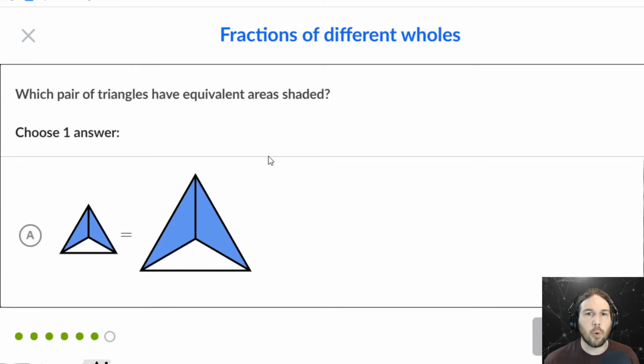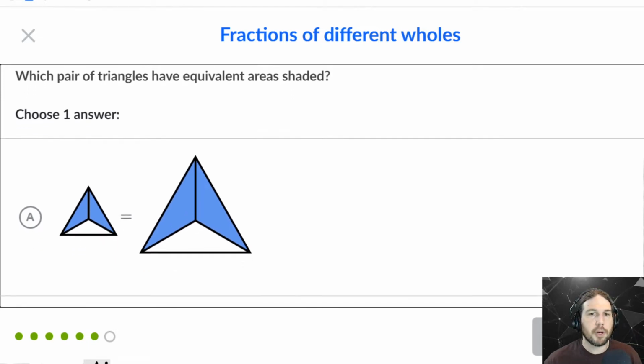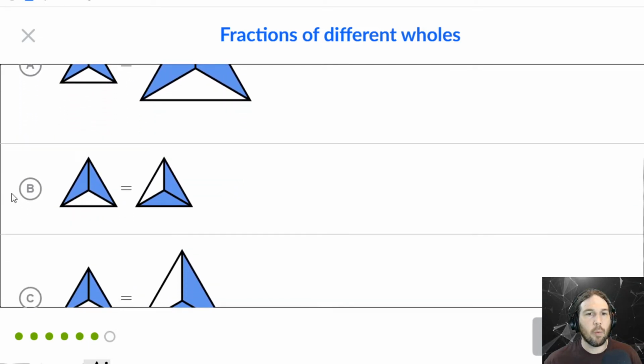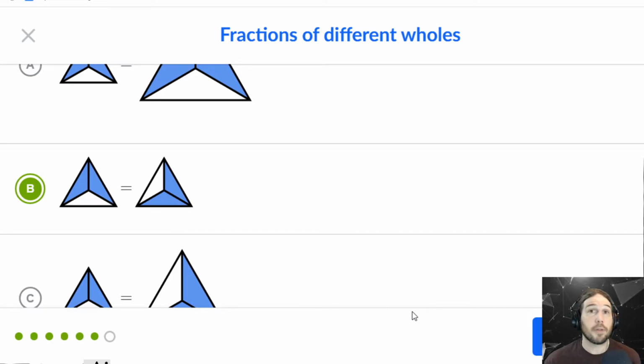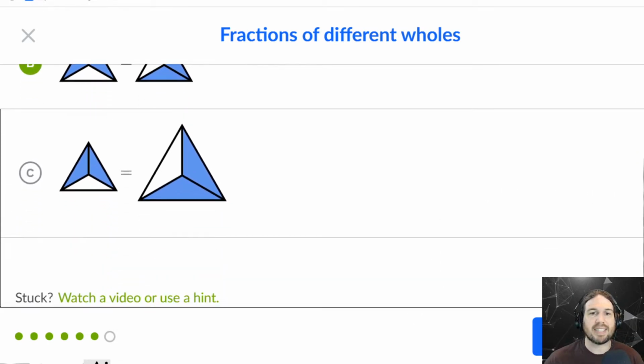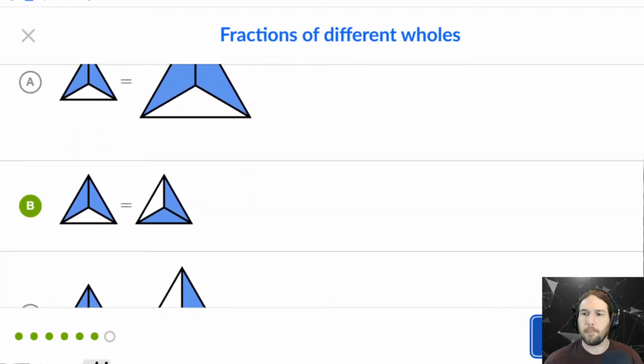Which pair of triangles have equivalent areas shaded? Again, both 2/3, but they're not the same. That one is indeed both 2/3, even though they're oriented differently, because they're the same size. That's the important thing.